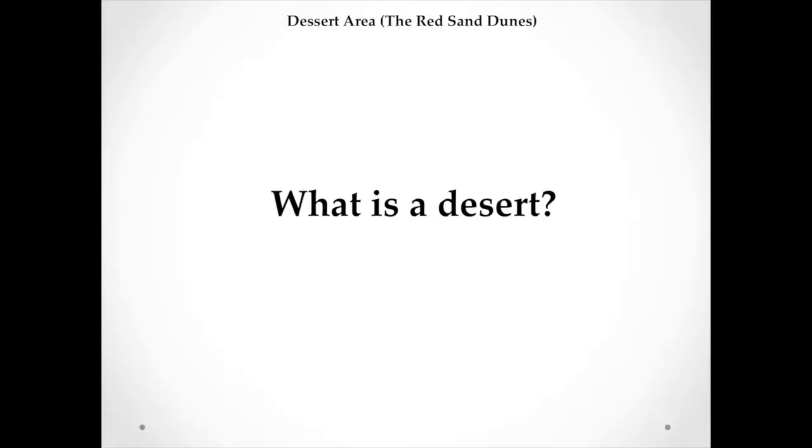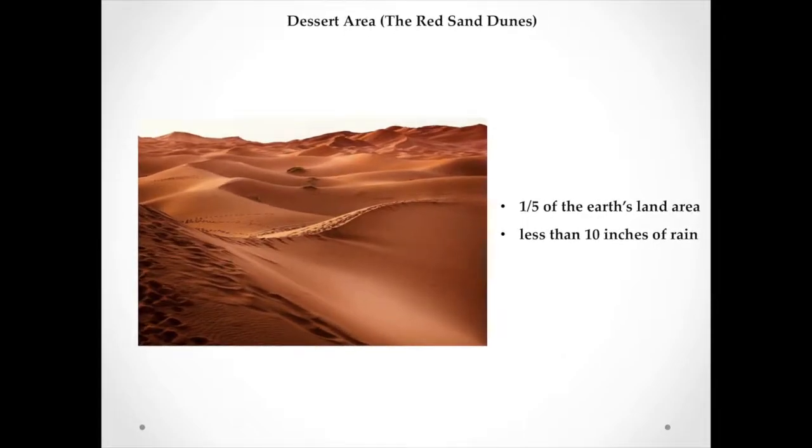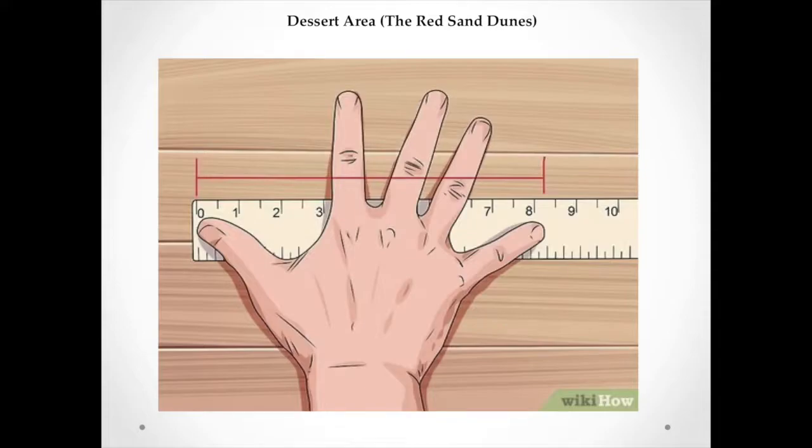What is a desert? Desert covers more than one-fifth of the Earth's land area. It is an area that receives less than 10 inches of rain per year. Imagine 10 inches on your ruler is just this. No wonder the land is dry and almost lifeless.